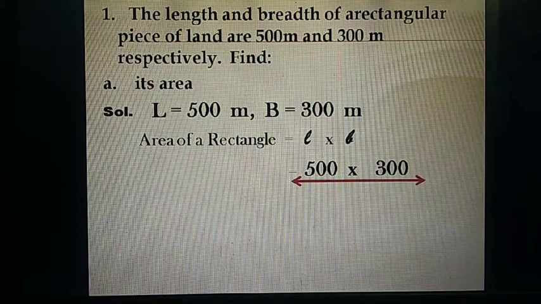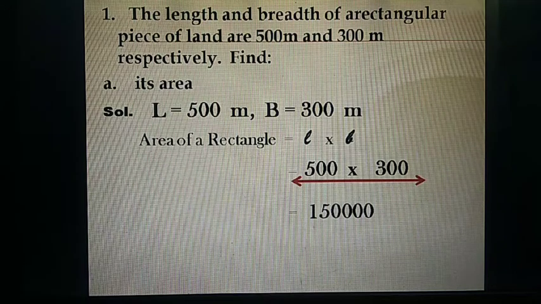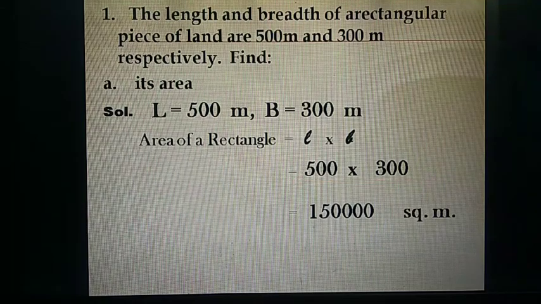Now we are supposed to multiply these two numbers. We will simply multiply, 5 3s are 15, followed by 4 zeros. This will be your answer. As its area, you will write the unit as square meter.